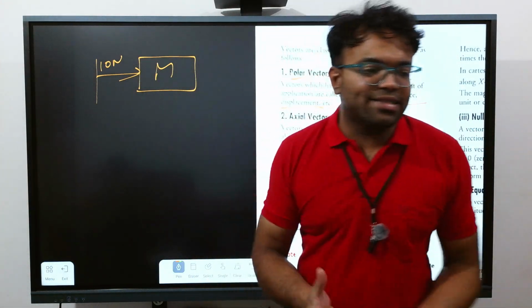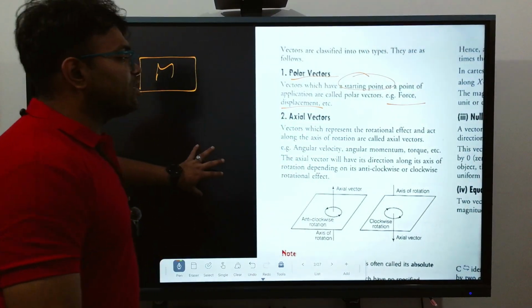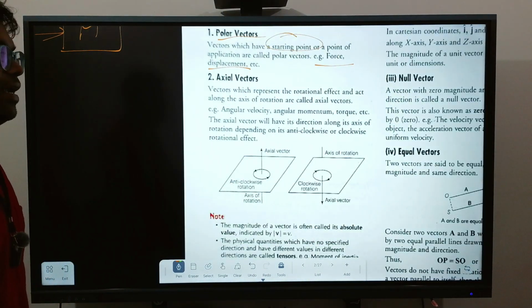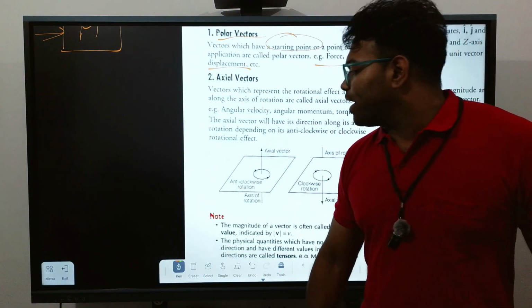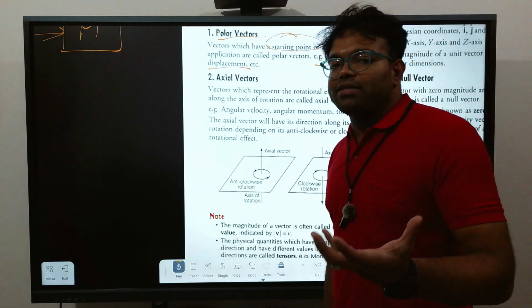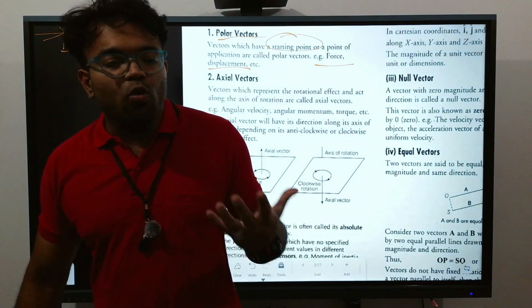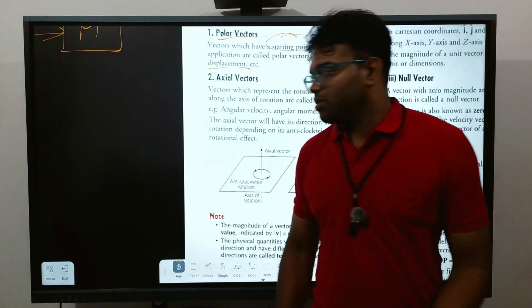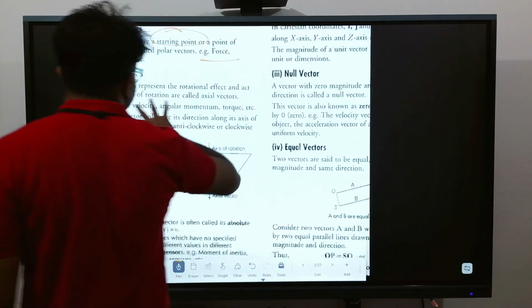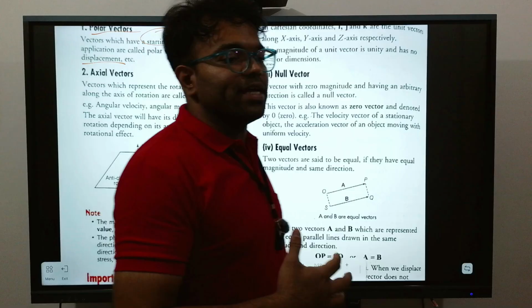Okay, now what is an axial vector? An axial vector does not have a beginning or an end. It just represents a circular pathway. For example, an axial vector will tell you whether you are spinning in a clockwise direction or an anti-clockwise direction.